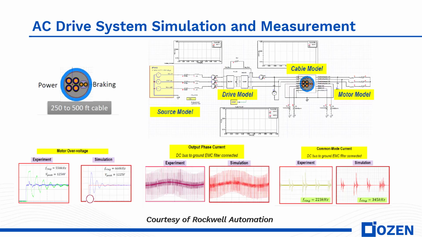A second example of how these type of accurate cable models can be used is the design of AC drive systems. In this simulation, which is courtesy of Rockwell Automation, a shielded VFD cable with four power conductors and two braking conductors is first characterized versus frequency using 2D Extractor. Then the cable results are linked into the system model, and that includes the three-phase source, the VFD drive with the rectifier and inverter, and the motor load. This approach gives good agreement between the simulation and measurement for the voltage and the current waveforms.